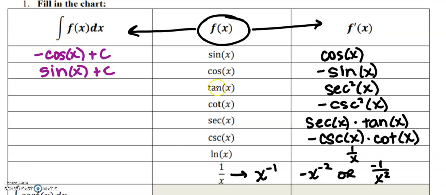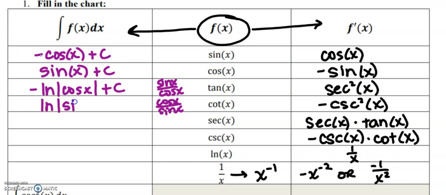The antiderivative of tangent, remember if you want to prove this one, you can rewrite tangent like this and then do a u sub, but we end up with negative natural log of the absolute value of cosine plus c. There's also the version that has the secant in there, if you want that. Antiderivative of cotangent, we could think about cotangent as cosine over sine, do a u sub with the denominator. So we end up with the natural log of the absolute value of sine. Again, you could make that negative and have a cosecant in there.